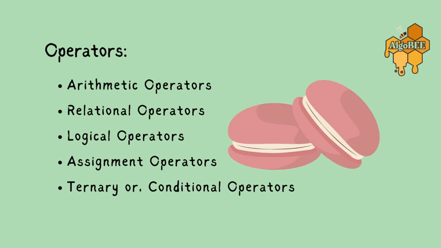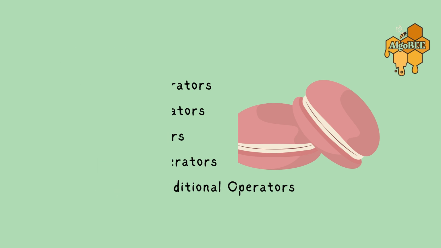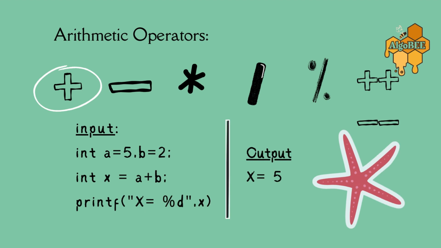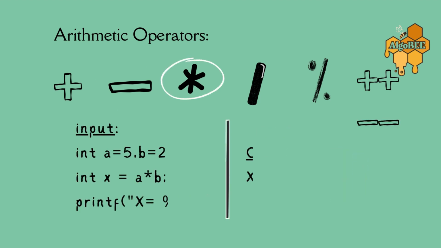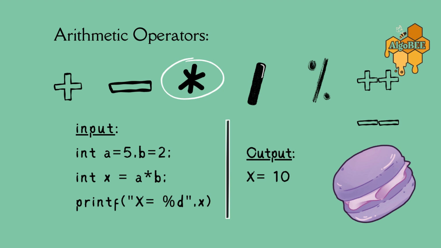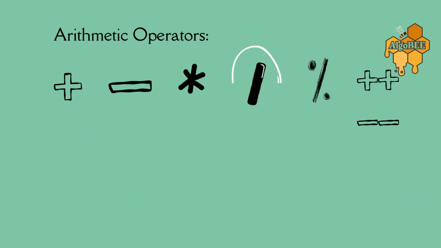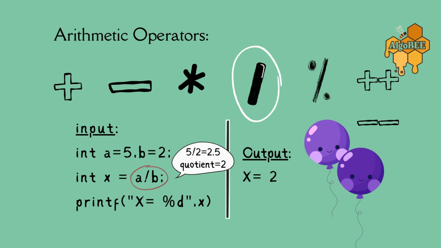Now we are going to talk about operators. There are arithmetic operators, relational operators, logical operators, assignment operators, ternary or conditional operators. Now see how arithmetic operators work. We all know how summation, subtraction, multiplication and division work, but here is a little twist. Suppose you are dividing 5 by 2, the answer is 2.5.